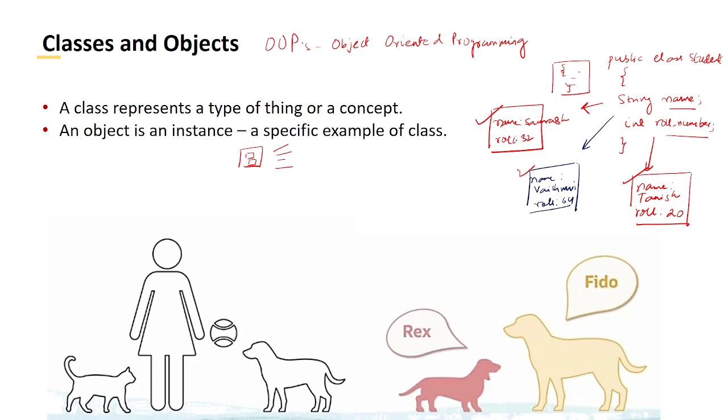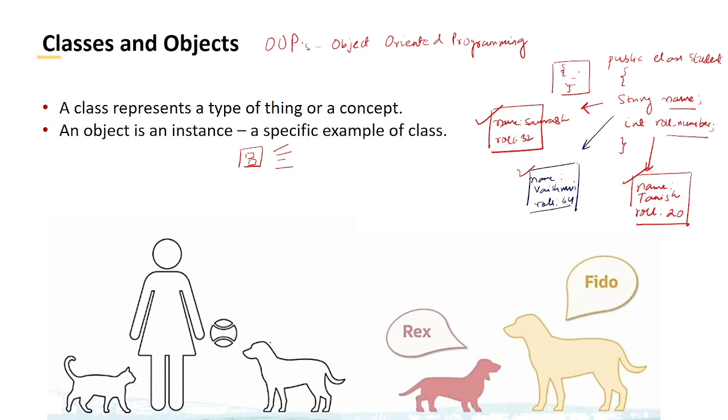A better example is this. So you see on the left hand side, this is a prototype, right? There's a ball, there are two different cats, and there's a person, right? So the person, the ball and these two.